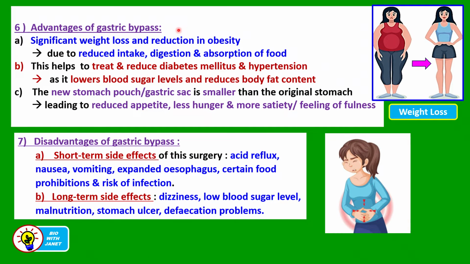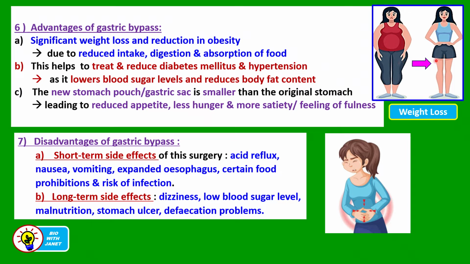Now, what are the advantages of gastric bypass surgery? So 3 advantages here. There will be significant weight loss for the person and reduction in obesity, due to reduced intake, digestion, and absorption of food, right? And secondly, this will help to treat and reduce diabetes mellitus and hypertension, because obese patients run a higher risk of developing diabetes mellitus and hypertension, meaning high blood pressure, okay, and cardiovascular diseases too may occur.